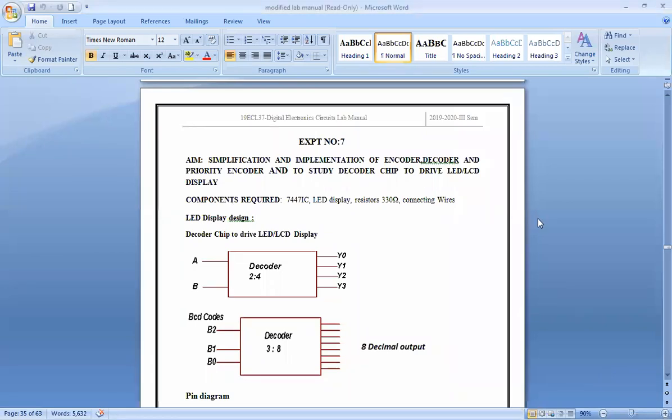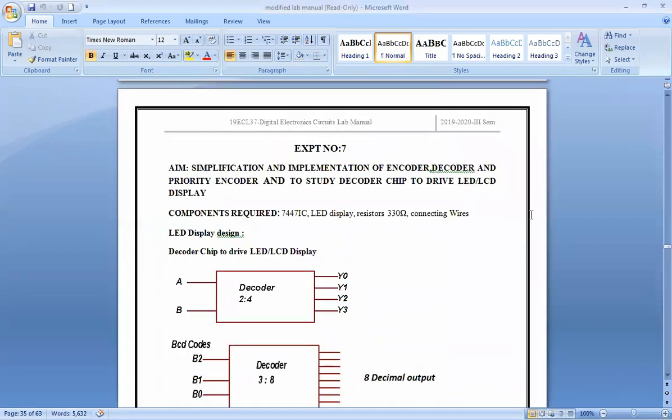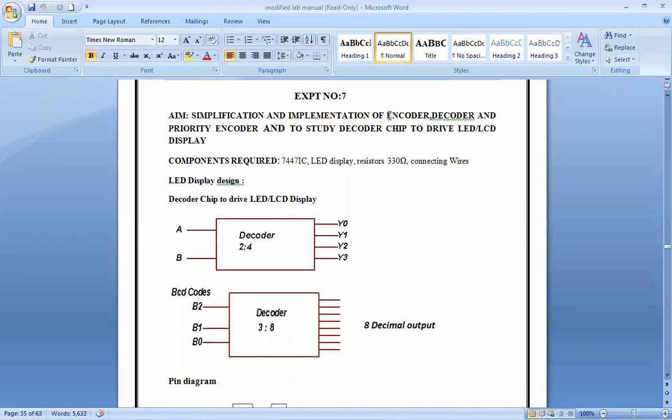So today we will be looking into experiment number 7, which is nothing but implementation of encoder and decoder. I think all of you have gone through encoders and decoders, right? Can someone tell me what it is exactly? Decoder will convert binary data to single data output, encoder will do the reverse. Are you sure?